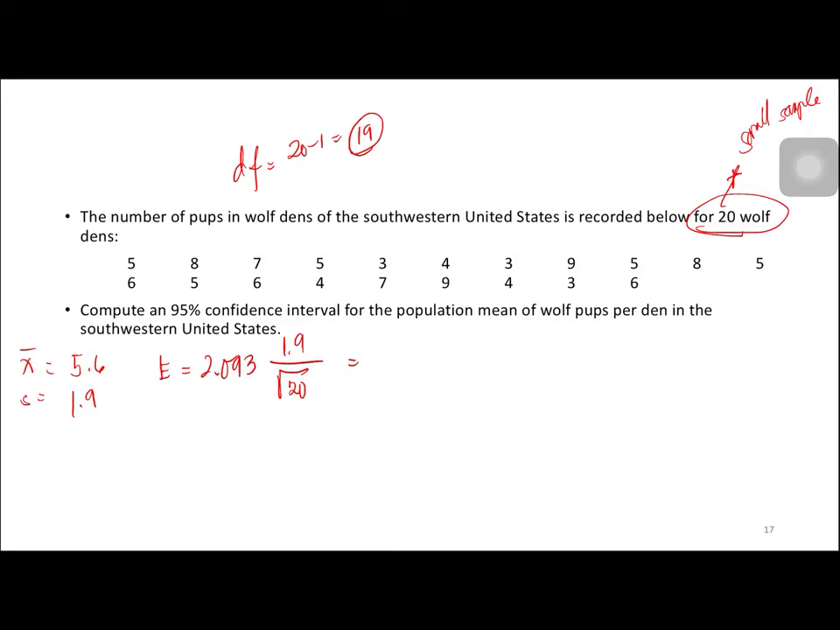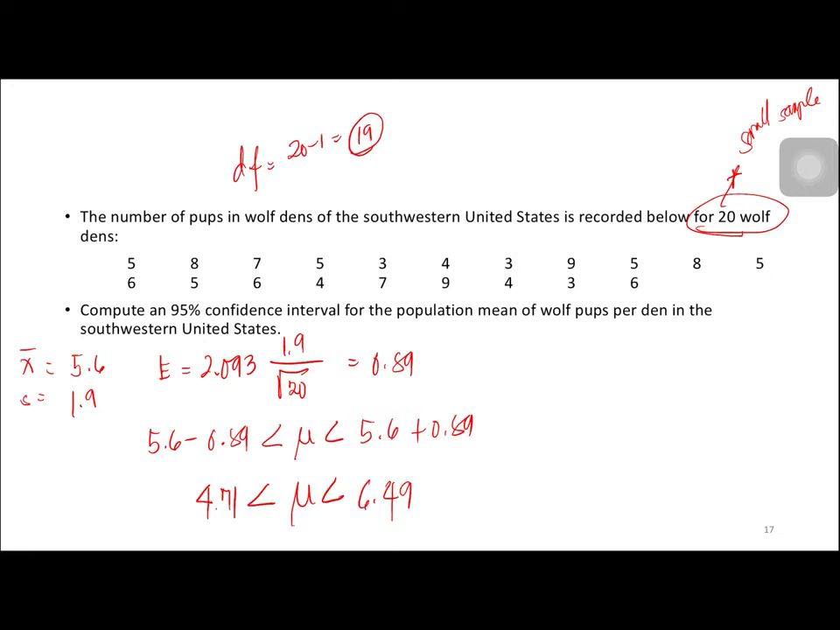Okay, so our E is, we have 2.093 times 1.9 over square root of 20. We have there 0.89. So we have here 5.6 minus 0.89 is less than mu is less than 5.6 plus 0.89. Okay. So we have there 5.6 minus 0.89, we have 4.71, is less than mu is less than 5.6 plus 0.89, we have 6.49. This is our 95% confidence interval for the mean.